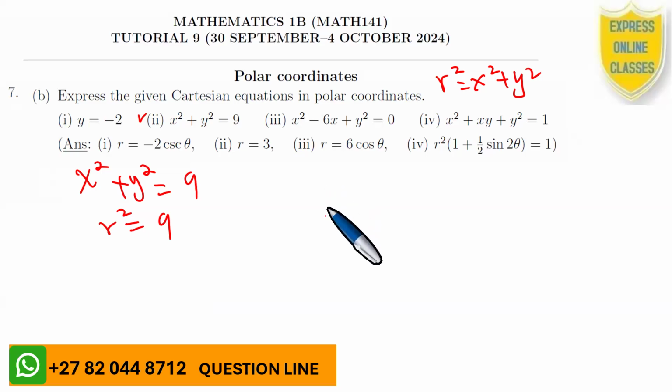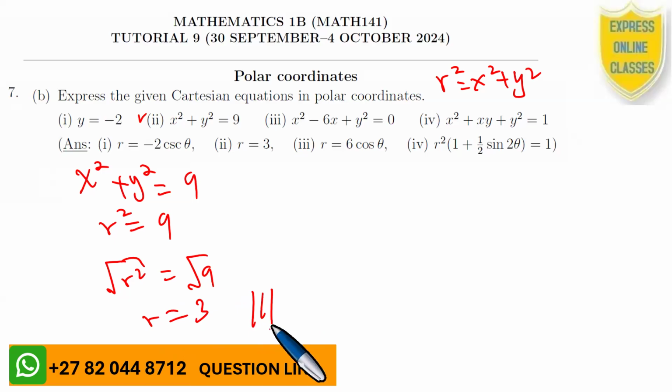Okay, so if r squared is equal to 9, then we take the square root, and therefore r is 3. We have been able to convert that equation to r equals 3, and r equals 3 is the required answer. Any question?